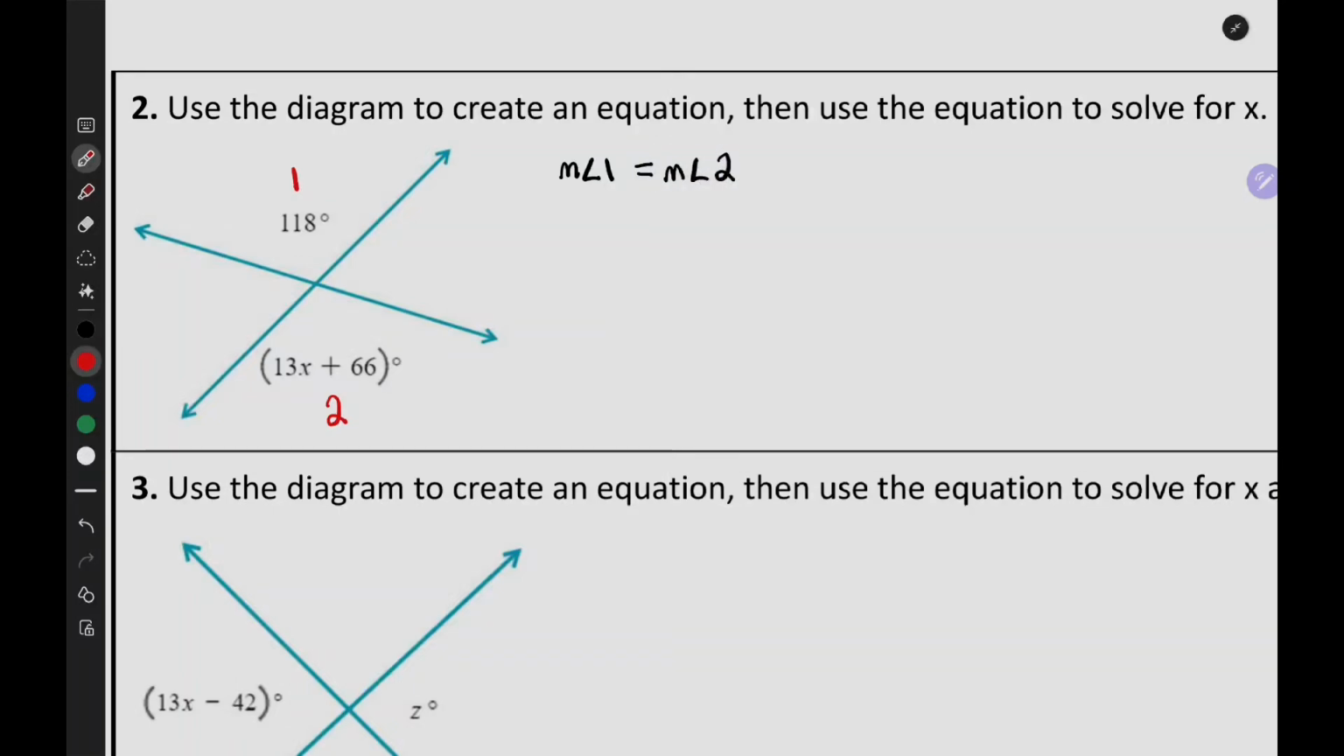So we can substitute those values in and say 118 degrees is equal to 13x plus 66. And then we just use inverse operations to solve for x. So go ahead and solve for x and verify that you did that correctly.